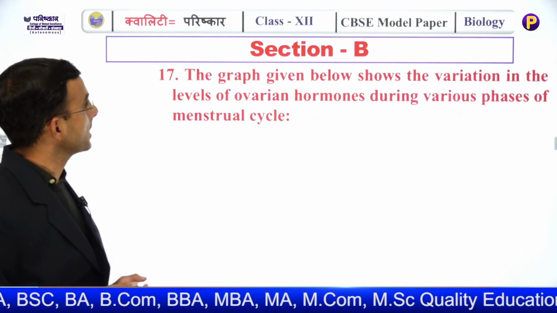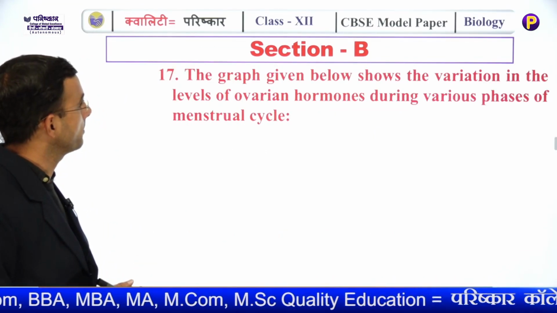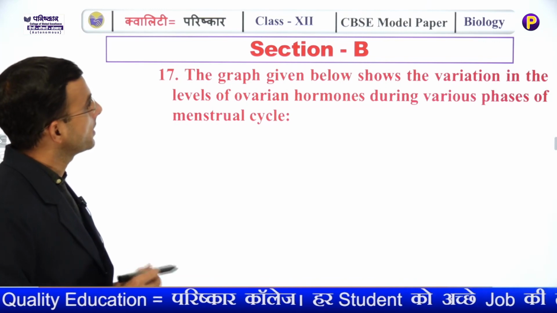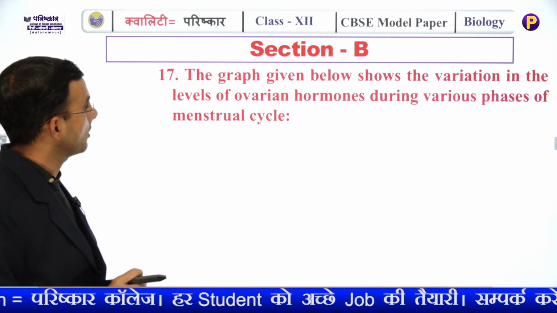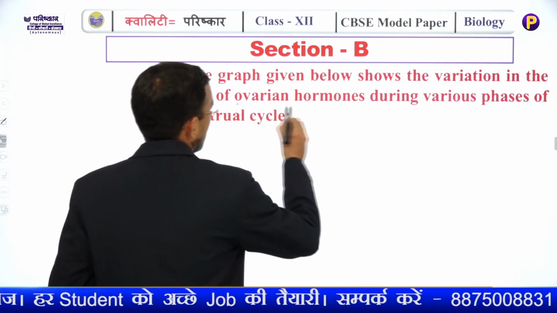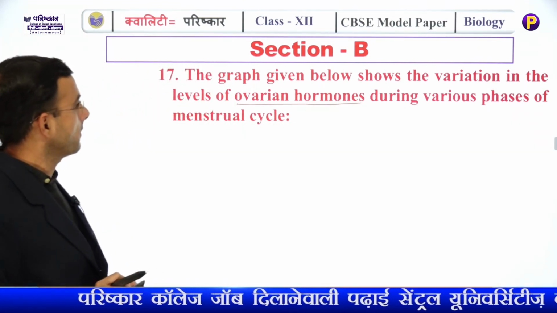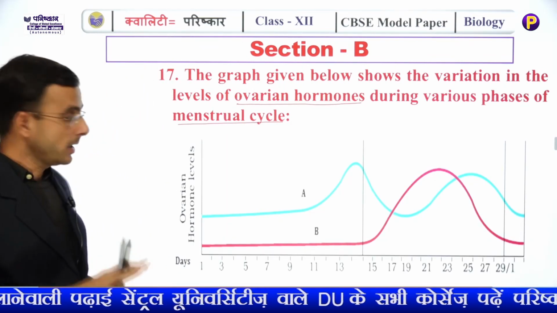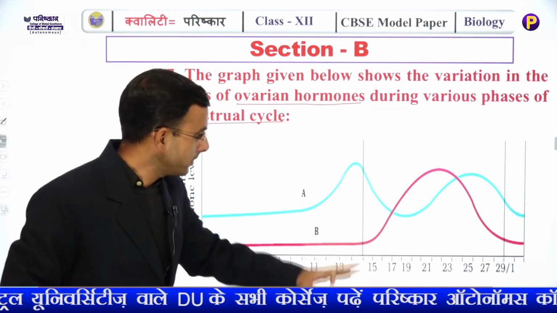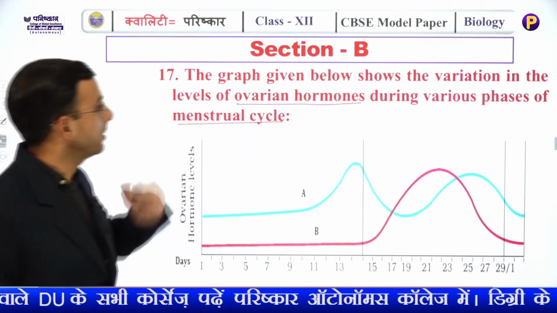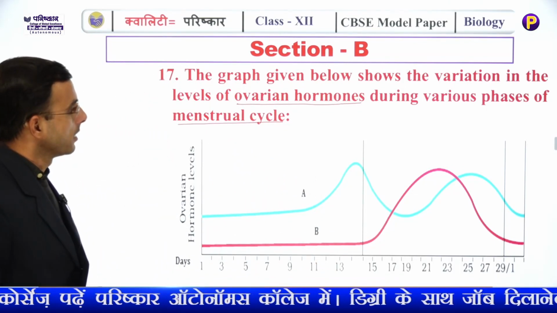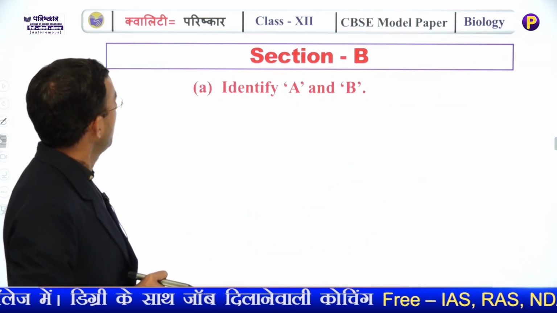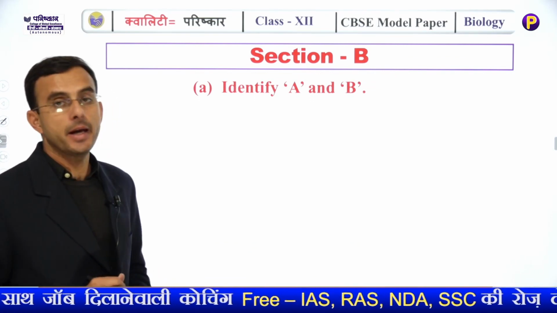So we will go to section B, and in that section B, look at this. Now the questions are of 2 marks. The graph given below shows the variation in the levels of ovarian hormones during various phases of the menstrual cycle. There are 2 hormones, and the graph exhibits the levels of these 2 hormones across the menstrual cycle. So what is the question in this one? That is the question: identify hormones A and B.